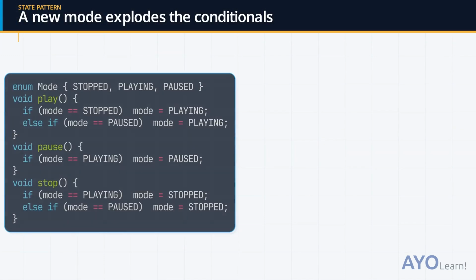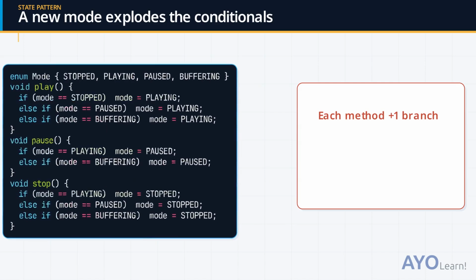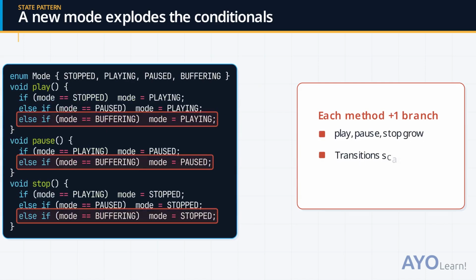Add one new mode, buffering, and every button grows another branch. The transition logic is scattered across all the methods, so the rules for moving between modes are impossible to read at a glance and dangerously easy to break.